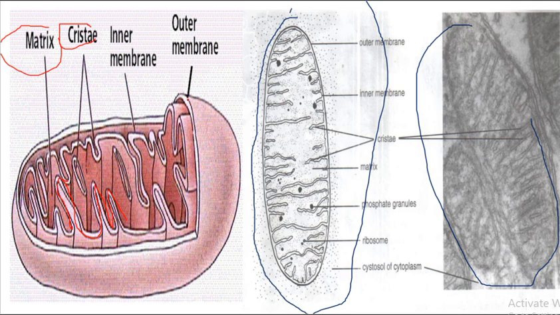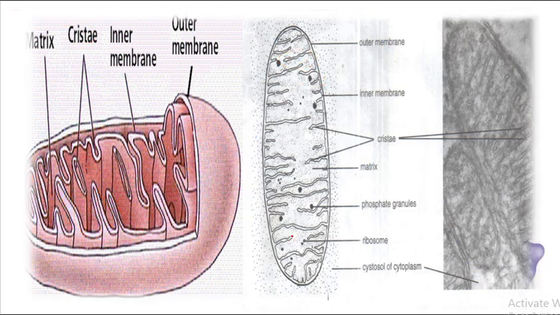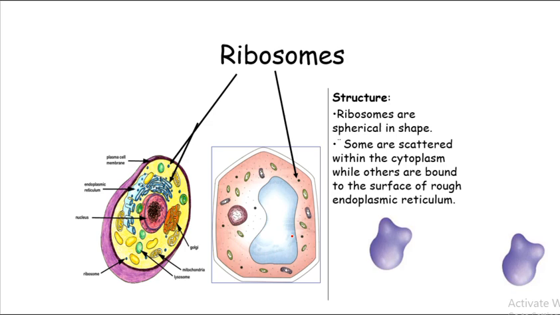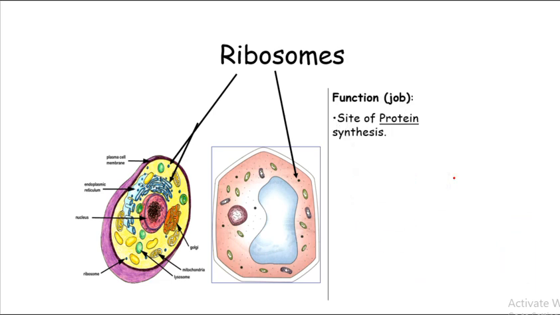Then we have the outer membrane here. Then we have the many inner projections, crista, which increase surface area. Next we have ribosomes. Ribosomes are spherical in shape, as you can see here, and they're scattered within the cytoplasm, while others are studded or embedded on the surface of the rough endoplasmic reticulum. And what is the role? The role is they provide a site for protein synthesis.